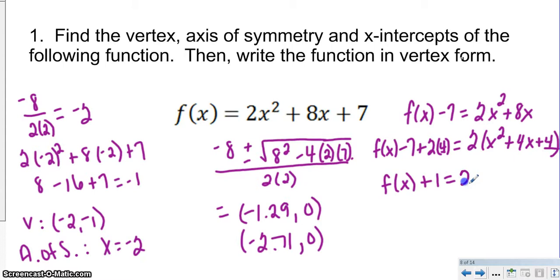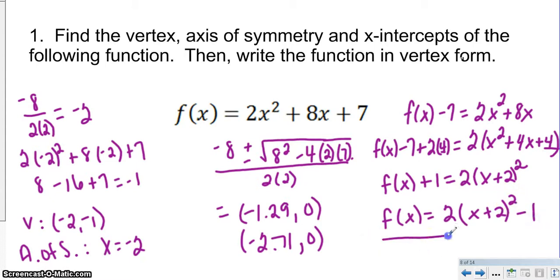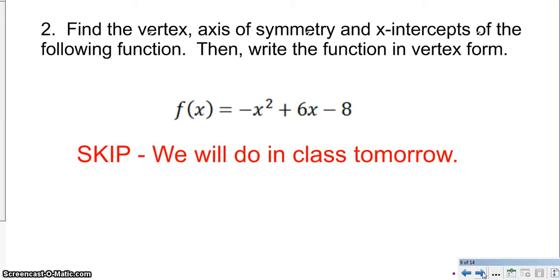So now I combine like terms on the left-hand side. On the right-hand side, I'm going to take that trinomial that's in parentheses, and I'm going to factor that down. That's going to give me x plus 2 squared. Then I'm going to move that 1 over, and my function is 2 times the quantity x plus 2 squared minus 1. So this is the vertex form of this function. Again, we'll talk more about the completing the square and factoring out that a tomorrow if you need it. So just make sure you have all of this copied down. You're going to skip the next one. We'll talk about that in class together tomorrow.